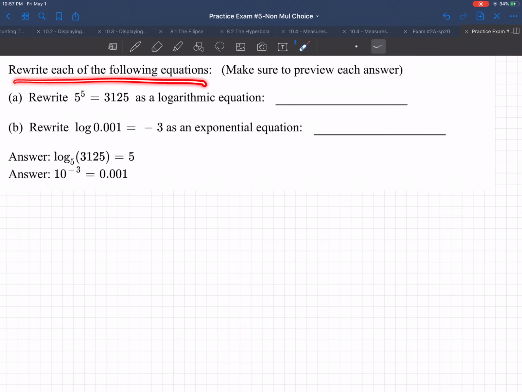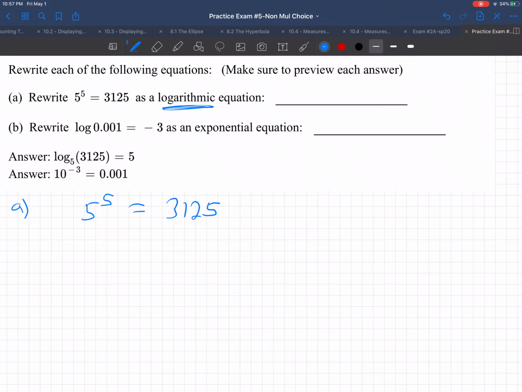Rewrite each of the following equations. Rewrite 5 to the 5th is 3125 as a log equation. So what do they want me to do? Let's take part A down here. We have 5 to the 5th power is 3125. They want me to write it as a log. They want a log in there somehow.